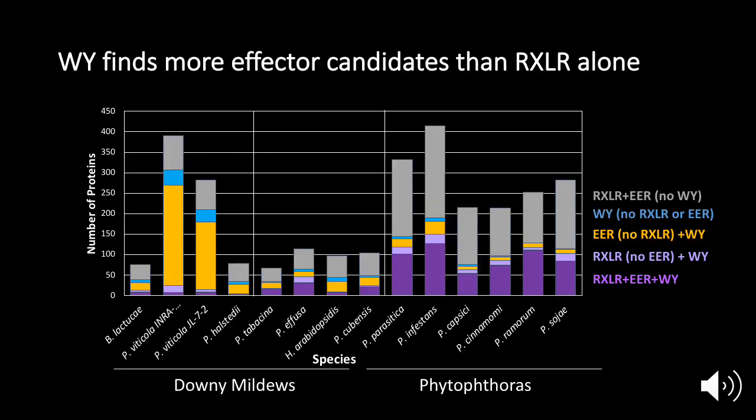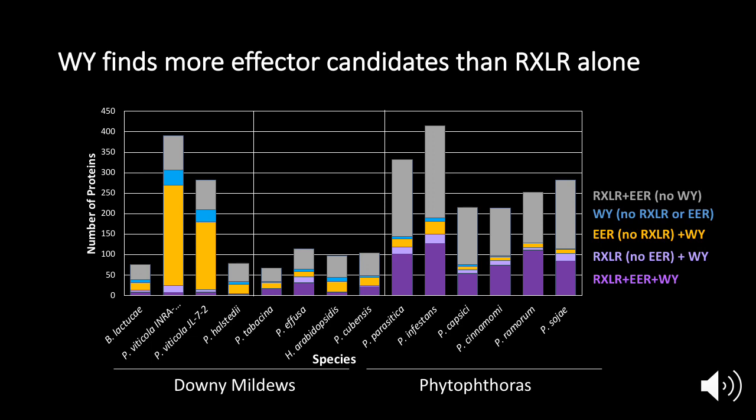And so what I did is I performed searches for this motif in lettuce downy mildew and a bunch of other oomycete genomes, Phytophthora and downy mildews. And I found that there were a lot of predicted WY effectors that didn't have RXLR, especially in downy mildews, but also in the Phytophthoras.